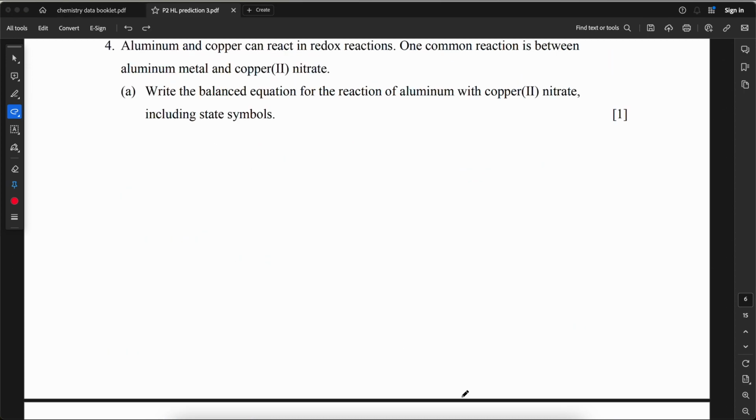Aluminum and copper can react in redox reactions. One common reaction is between aluminum metal and copper nitrate. Write a balanced equation for the reaction of aluminum with copper nitrate, including state symbols. So aluminum solid, when it reacts with copper nitrate, which is aqueous, will produce Cu and Al(NO3)3 aqueous. This would be 2, and this would be 3, and this would be 2.